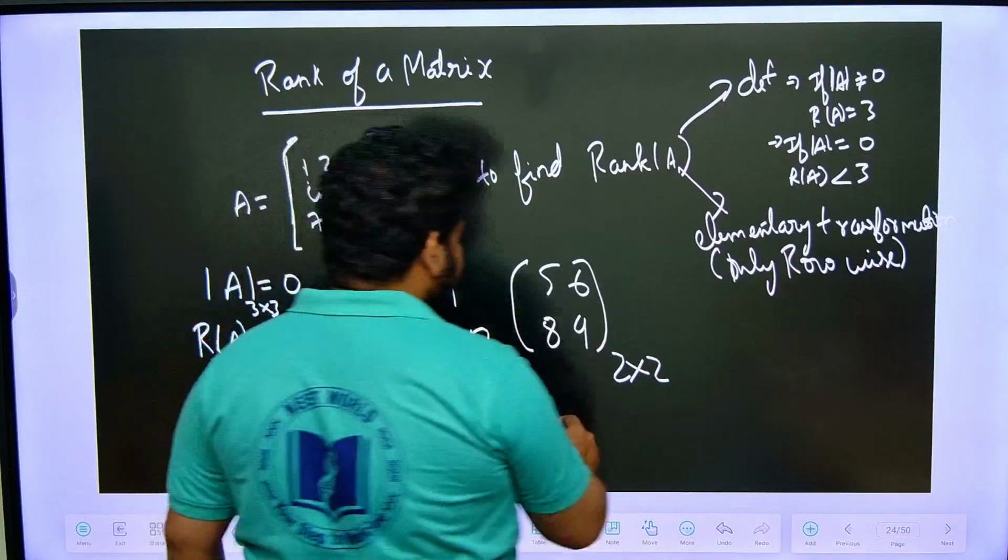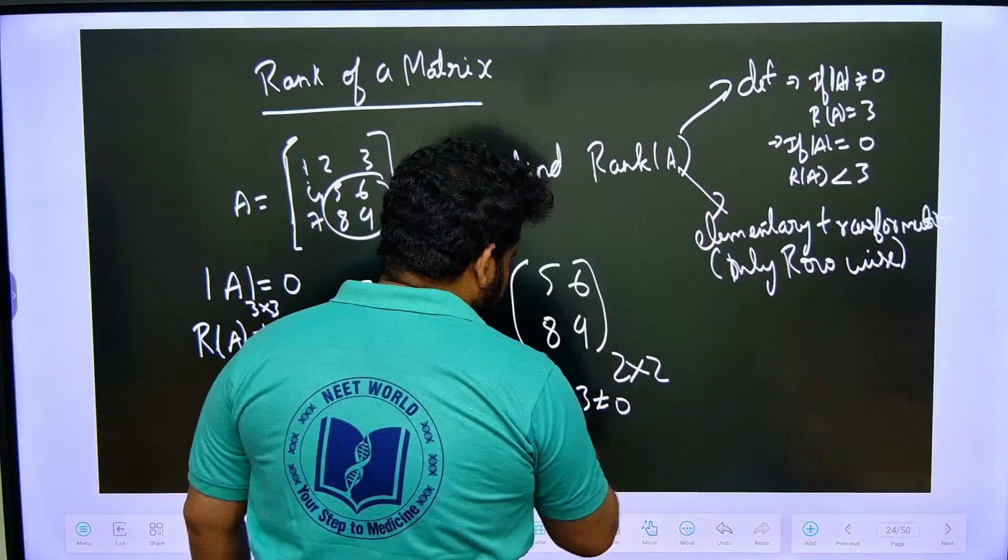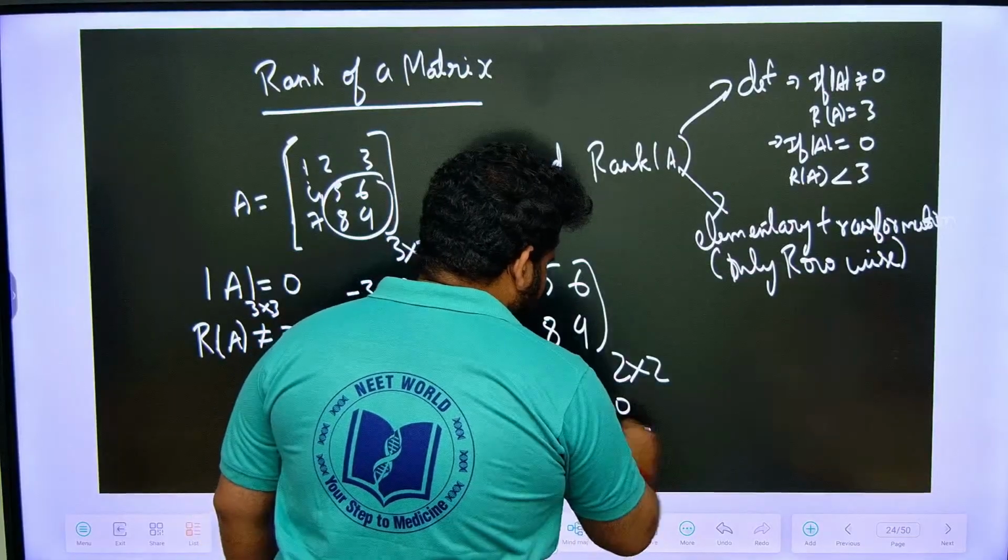So see here, this we already found. The determinant of this will be minus 3, which is not equal to 0. So rank of A is equal to what? 2. Rank of A is equal to 2.